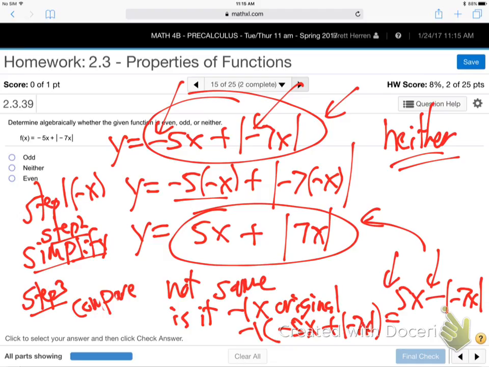Because one sign is changed but not the other. Everybody see that second step? You compare this to the original. It's not exactly the same, and it's not like all the signs are opposite either.